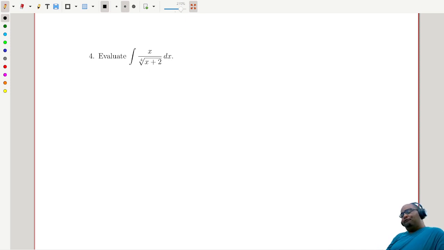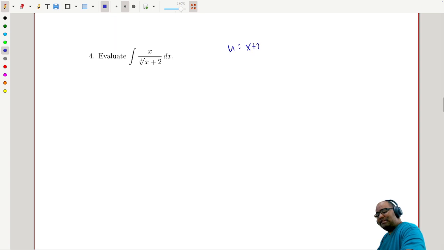Integrate x over the 4th root of x plus 2 dx. All right. So I have a fraction. I also have a root in there. So I'm going to go innermost. I'm going to set u equal to x plus 2, just the stuff on the inside of the 4th root there. And that means du is equal to dx.